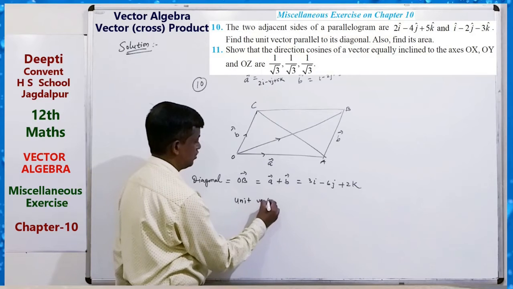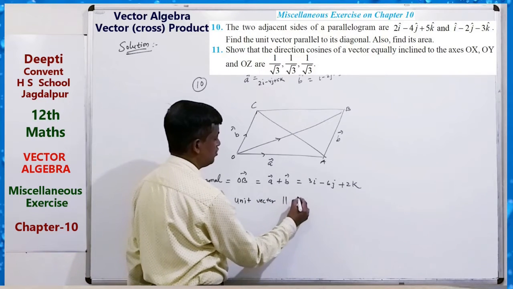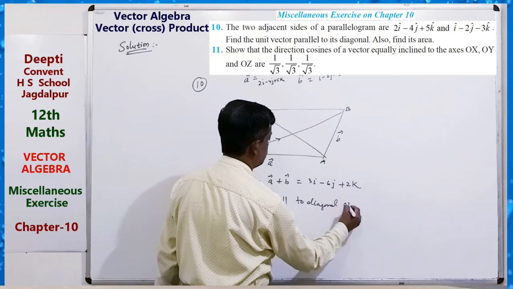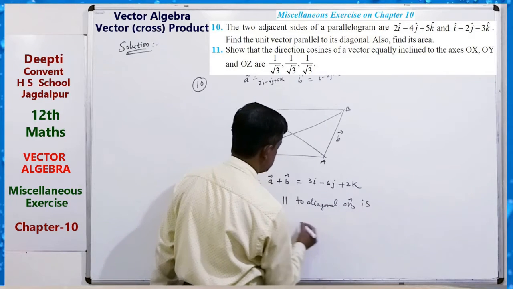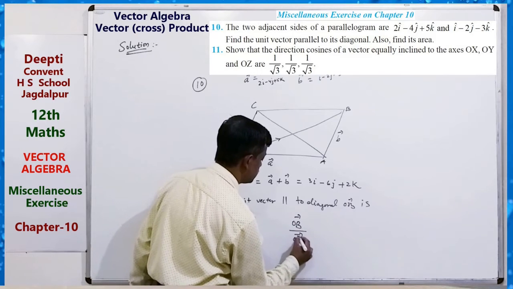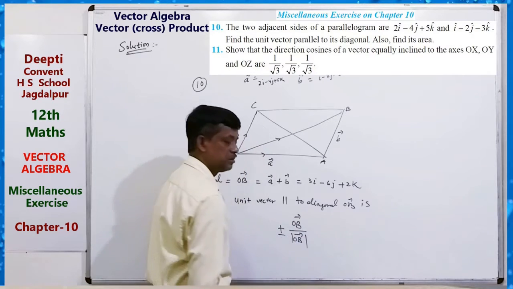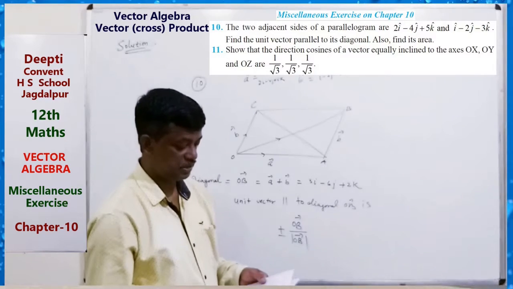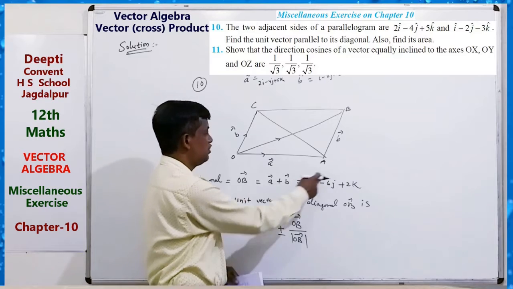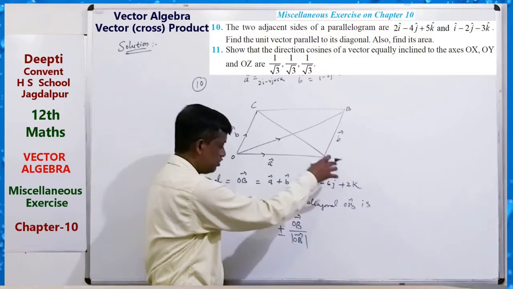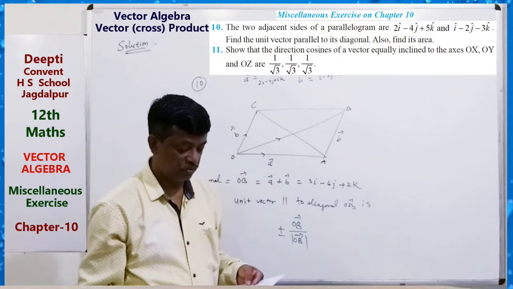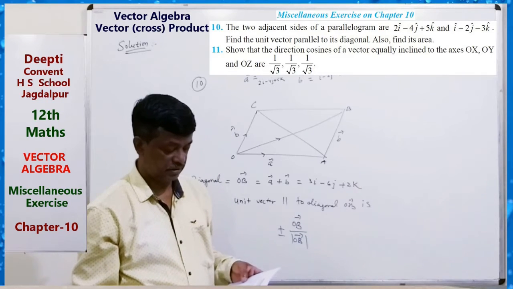Unit vector parallel to diagonal OB is OB upon the modulus of OB, plus or minus. Clear? Just find A plus B, that is OB. First of all, OB is this. So the vector upon the modulus of this, and you have to put a plus or minus sign before it. Okay. So parallel.